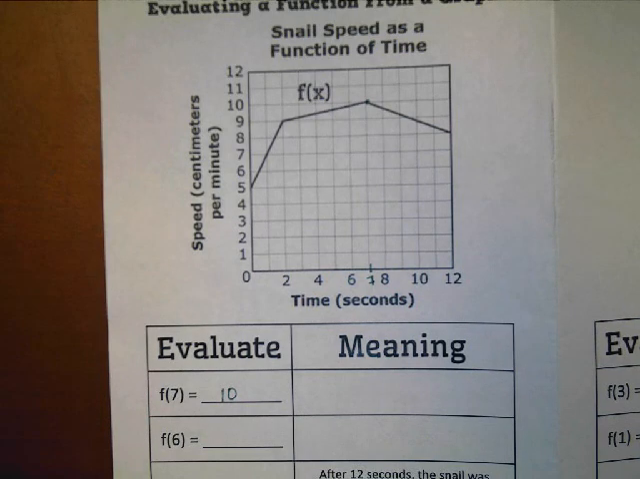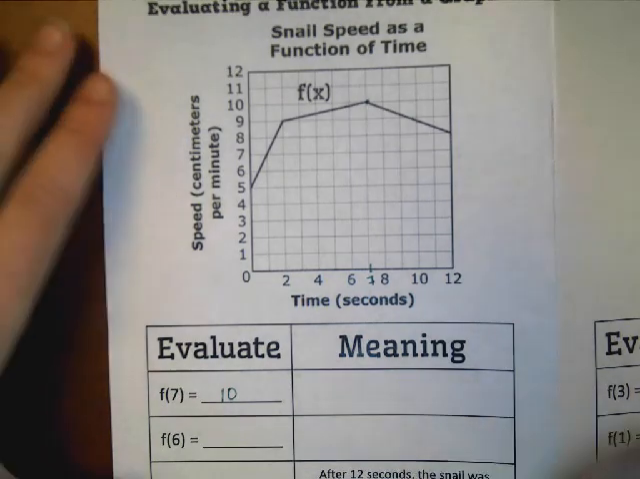Okay, so now it says a meaning. What meaning do we write there? What is the graph looking at?